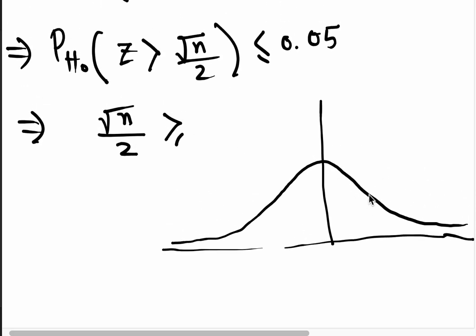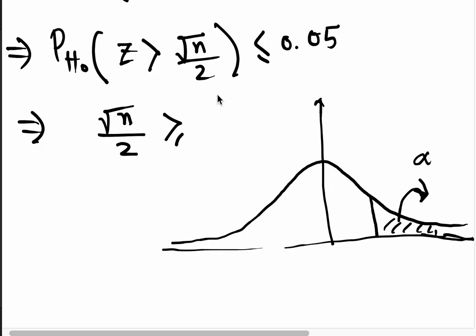So suppose this is z, this is f(z), this is phi(z), this is z, and what is the probability that z is greater than this point? This region is alpha. Suppose the probability of this region is alpha.